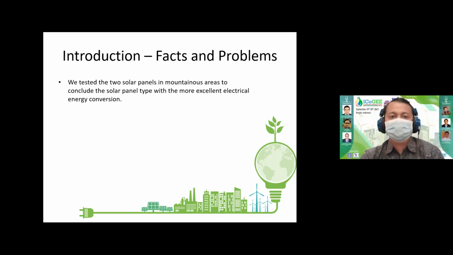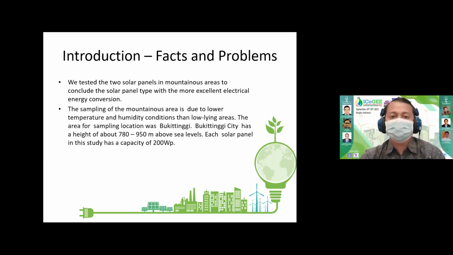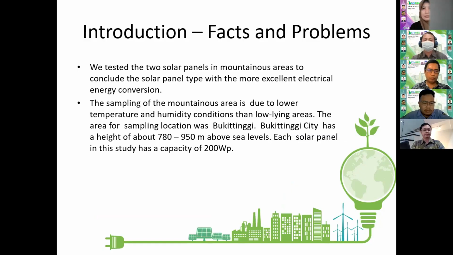And then we test the two solar panels in a mountain area to conclude which solar panel type has the more excellent electrical energy conversion. The sampling in a mountain area is due to its lower temperature and humidity than low-lying areas. The sampling location was Bukit Tinggi, a city with a height of about 780 until 950 meters above sea level.